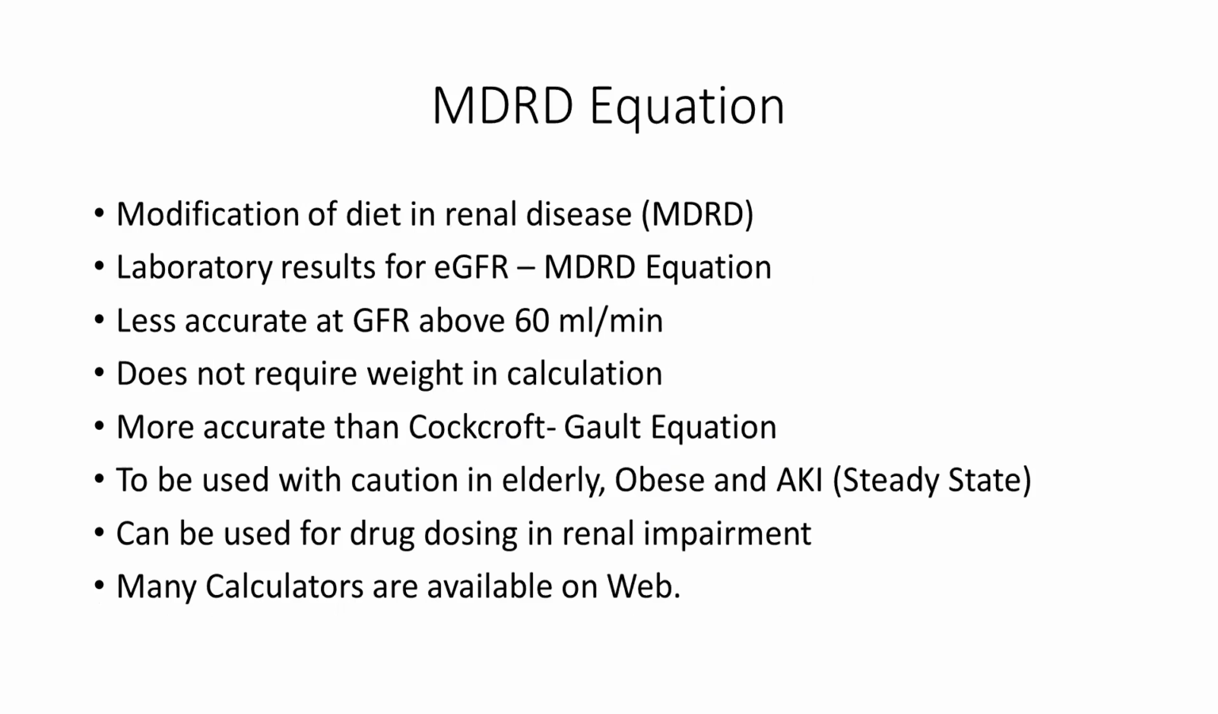The MDRD equation stands for modification of diet in renal disease, laboratory results for eGFR. This equation is used by the laboratory to estimate GFR, but it is less accurate. It cannot estimate GFR above 60 ml per minute. It does not require weight in calculation. It can be done without weight. More accurate than the Cockcroft equation. It should be used with caution in the elderly, obese, and patients with AKI. Can be used for drug dosing in renal impairment. Many calculators are available on the web.